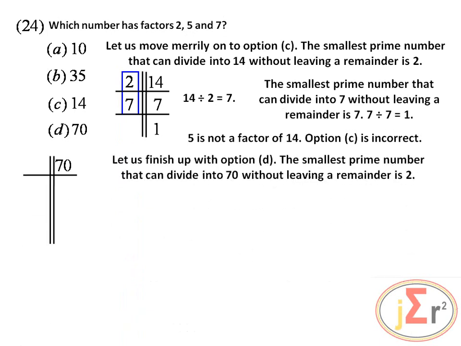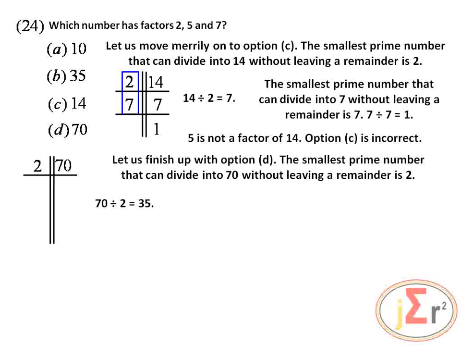Let us finish up with option D. The smallest prime number that can divide into 70 without leaving a remainder is 2. How do you know that 2 can go into 70 without leaving a remainder, Jerry? Okay, that is very good, Jerry. 70 is an even number, and all even numbers can be divided by 2. How do you know that it's an even number, Jerry? Okay, very nice. Jerry is saying that all even numbers end with either 0, 2, 4, 6, 8. So Jerry is well on top of his mathematics. He should get 100 in his GSAT.